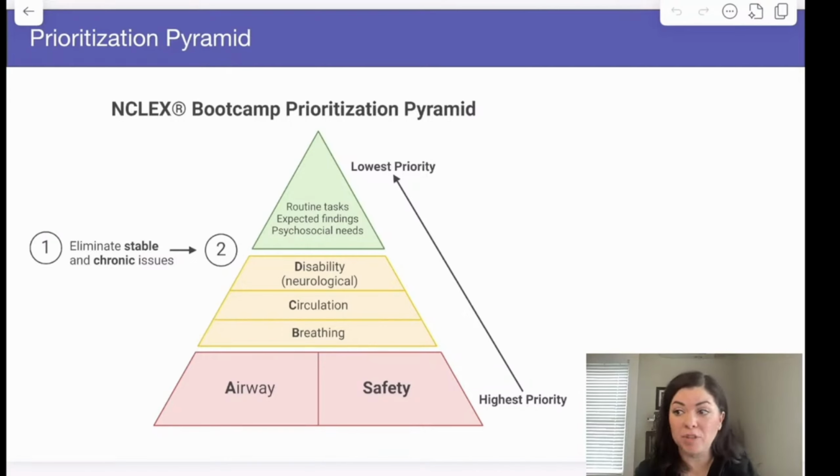Before we jump into these practice questions, I want to briefly review a really good resource that we have here at bootcamp.com. It's our prioritization pyramid that we worked really hard on. This pyramid is supposed to help you as you sit down to take these prioritization questions, navigate them using a very strategic approach to help guide you.